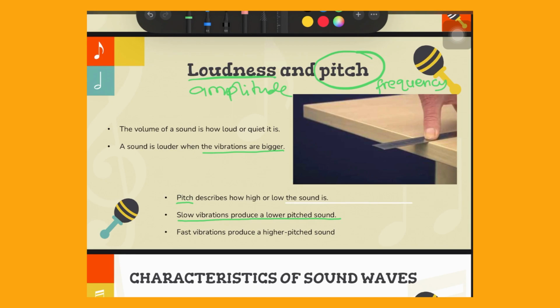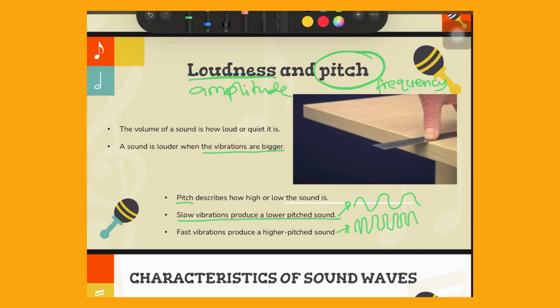For example, this one, if we compare with this one, which one has a slow vibration or lower pitch? This one has the lower pitch, and then the fast vibration, this one, has a higher pitch.